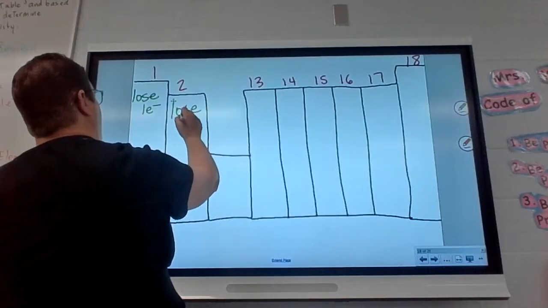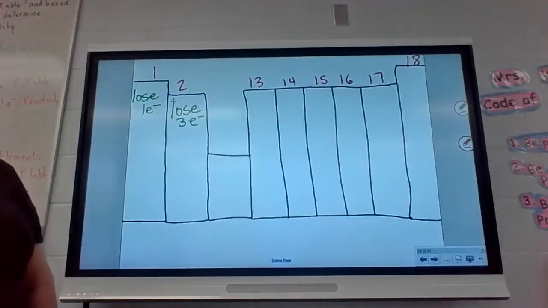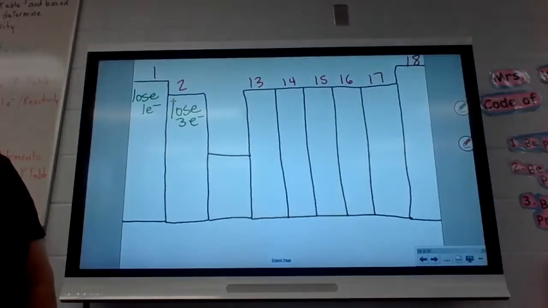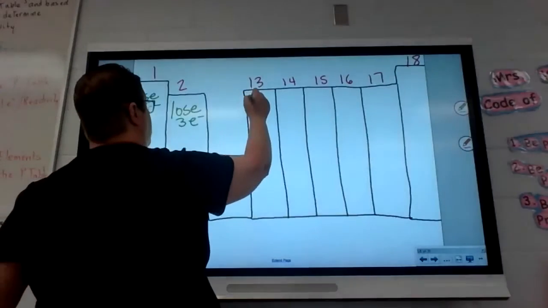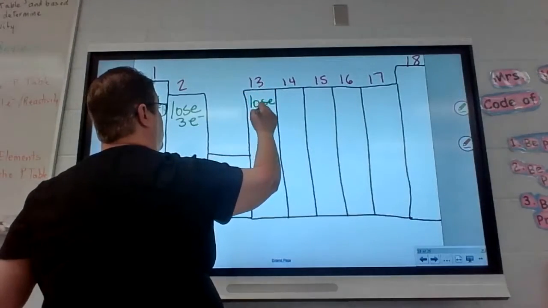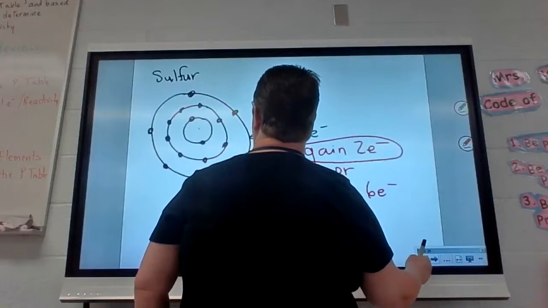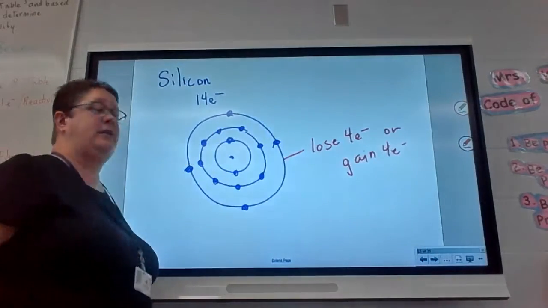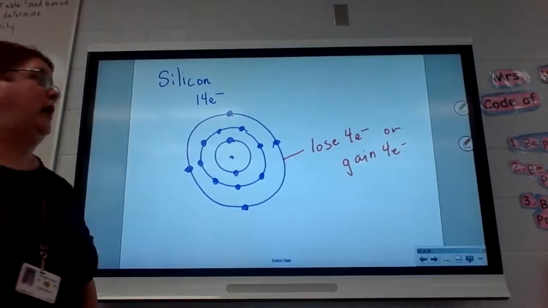Now, I did not draw 13. What do you think is going to happen when we get to group 13? They're going to lose 3. Very good. All right, when we get to group 14, that was silicon. What did we say was going to happen when we get to silicon? It's going to lose or gain 4.